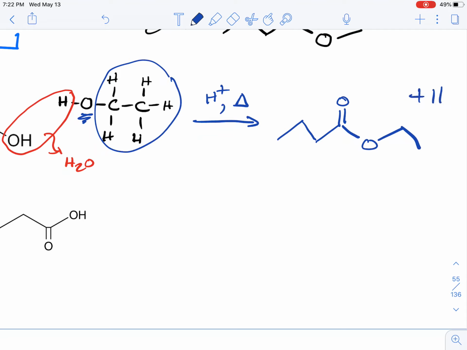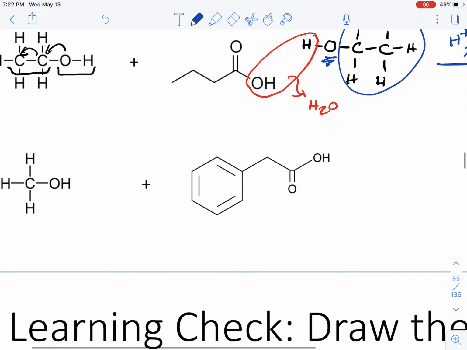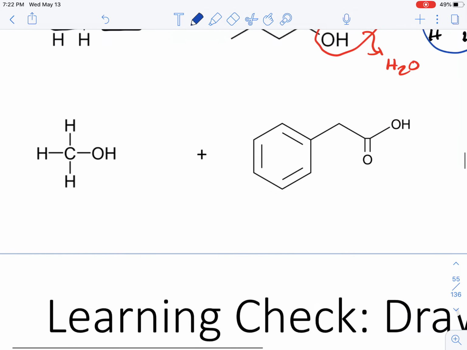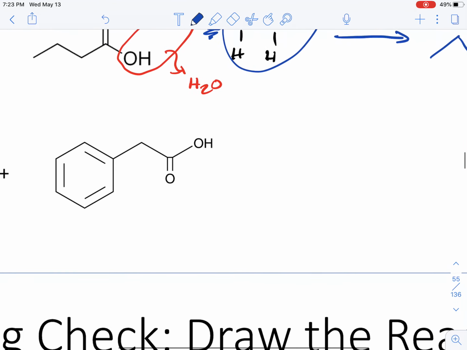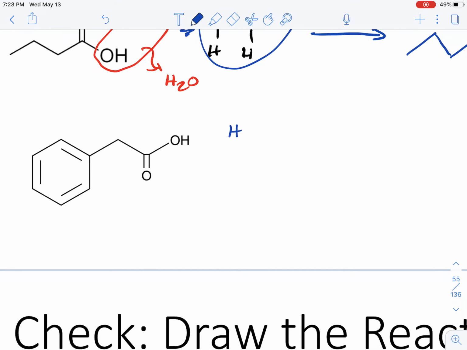And we also have a water molecule as a product. Okay. So last but not least, we have this benzene ring that contains a carbon and then the carboxylic acid. And then we have methanol. So we're going to take methanol and flip it so that the OH lines up with the other OH in the carboxylic acid.